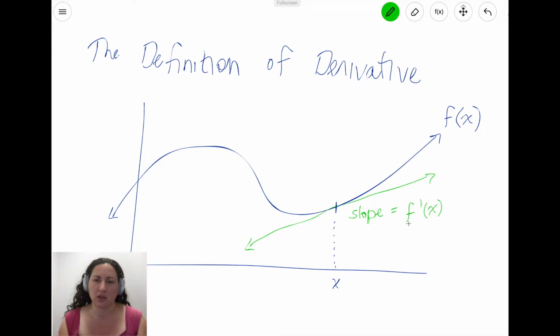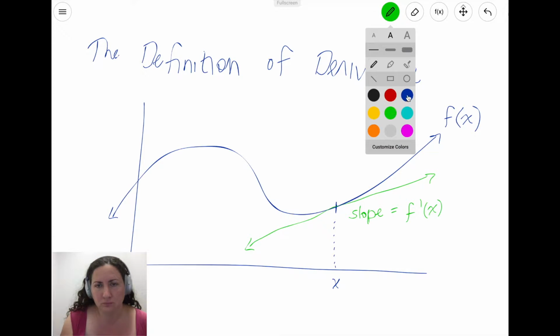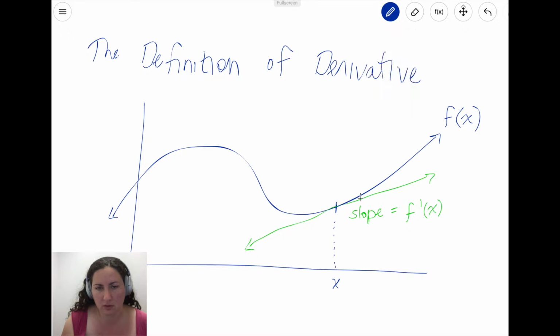But how do we do something like that? We know how to find the slope of a line if we know 2 points on the line. Here we only know the 1 point. So what we're going to do is choose a nearby point. So I'm going to choose this point, which we're going to think of as x plus h. So h is like a small number, right? So we're a small distance away.